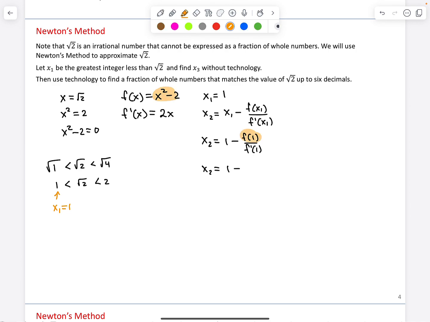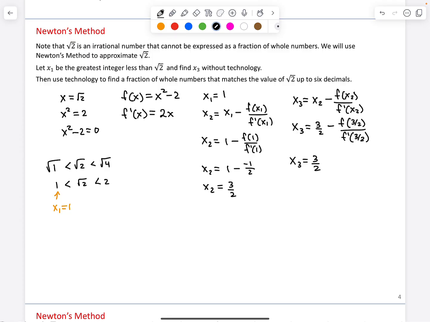F of 1 is found by plugging 1 into this function. Will give us 1 squared minus 2, or negative 1. F prime of 1, plug 1 into this derivative function, and we get 2. So we get 1 minus negative a half, or 1 plus a half, which is 3 halves. And per instructions, we're expected to find x3 without technology. x3 will be x2 minus f of x2 divided by f prime of x2. So we'll plug 3 halves in for all of these x's.